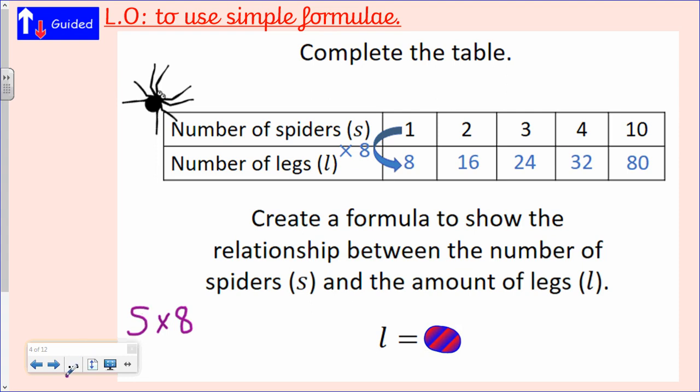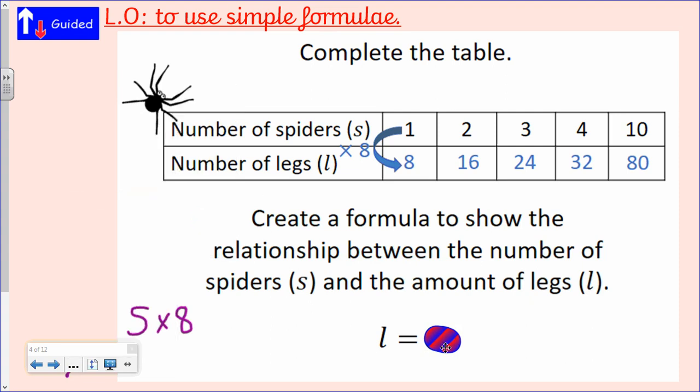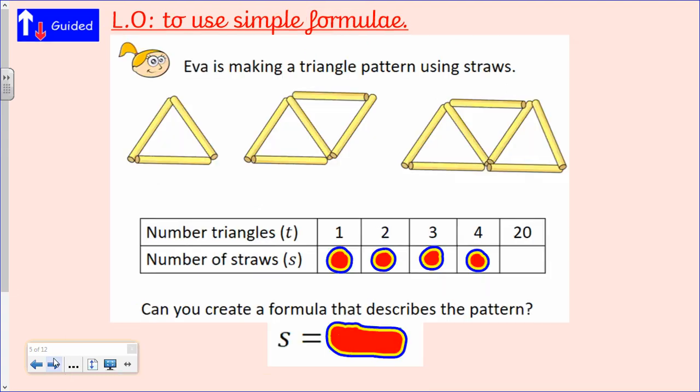So for this formula then, we've got 8S. Just like the last one, we've taken this S times 8, and we've just made it into the correct algebraic term here. So it's 8S, or 8 lots of S. Okay.